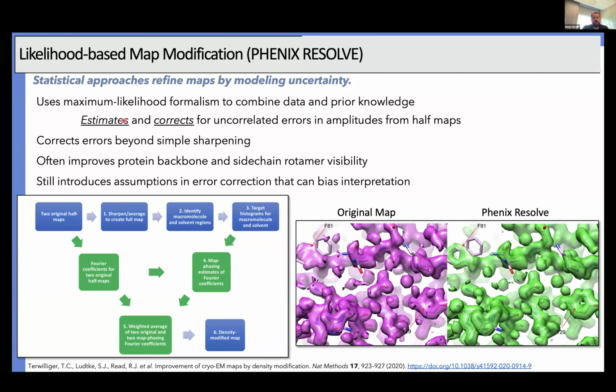And so what Phoenix Resolve does is it uses your half maps to estimate and correct for uncorrelated errors in the amplitudes coming in from your data. It takes in your input data, calculates these, and then can correct. And so this corrects errors just beyond simple sharpening.